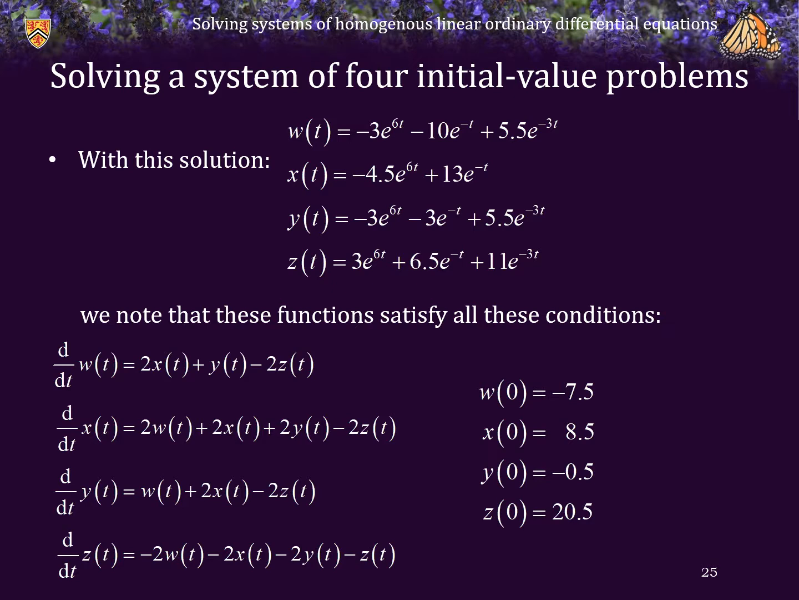Additionally, you'll note that the first function, for example, when evaluated at 0, does indeed equal -3 minus 10, which is -13, plus 5.5, which is -7.5. And the same is true for the balance of the functions. Consequently, we have found a solution to this system of 4 ordinary differential equations together with these 4 initial conditions.